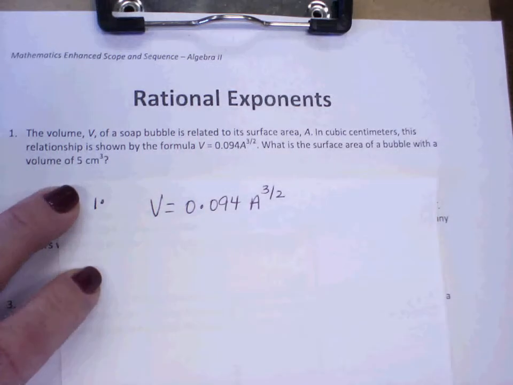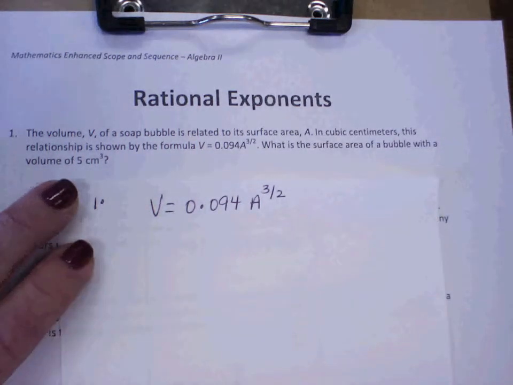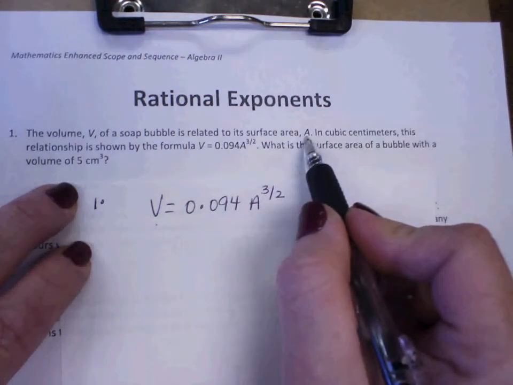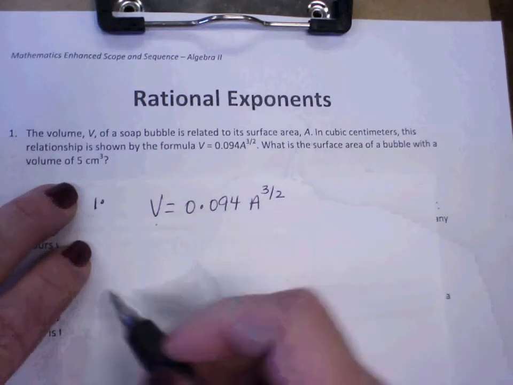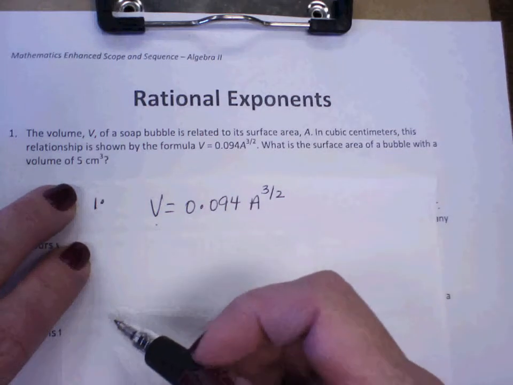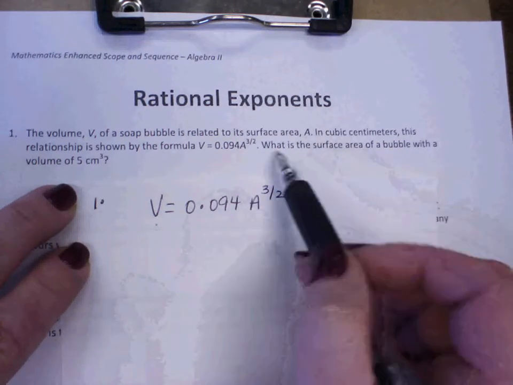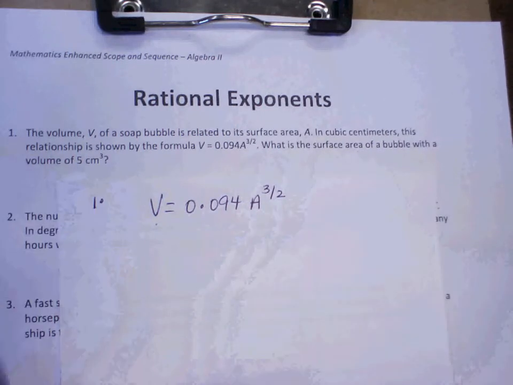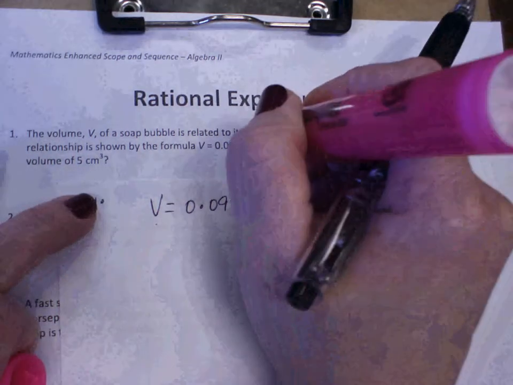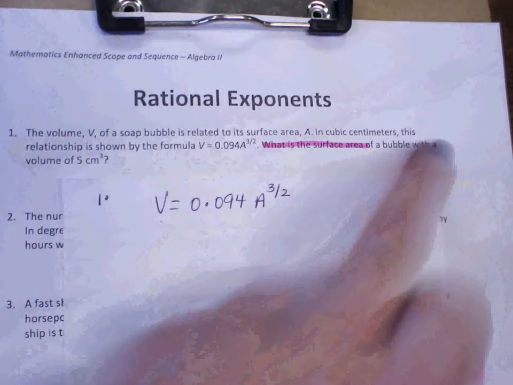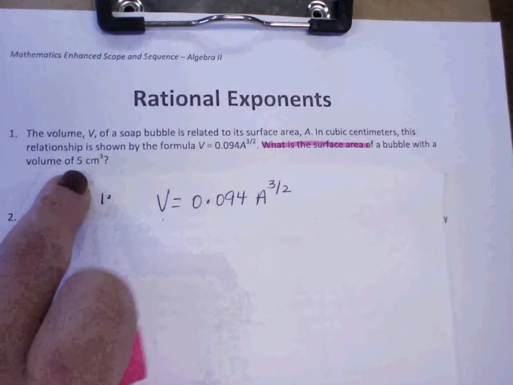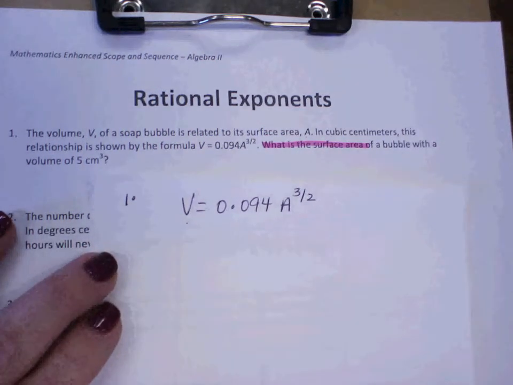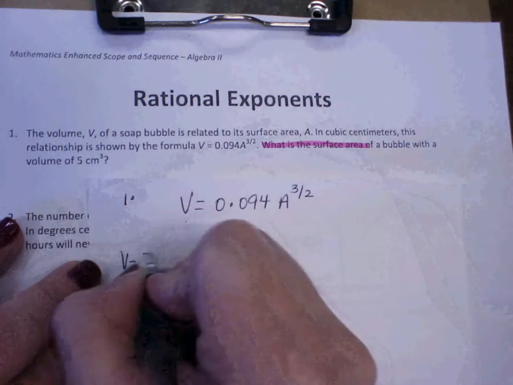This is number 1. Okay? And what do we have? What information do you have? No, you don't have the surface area. You're looking for the surface area. It says, what is the surface area? With a volume of 5 cubic centimeters.